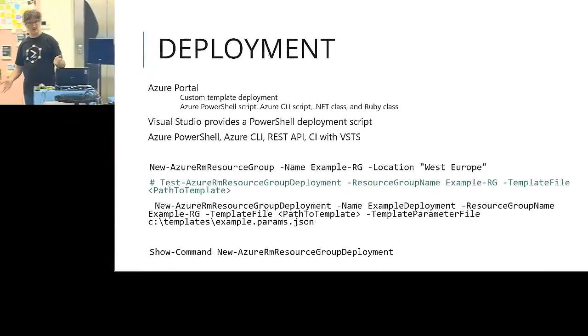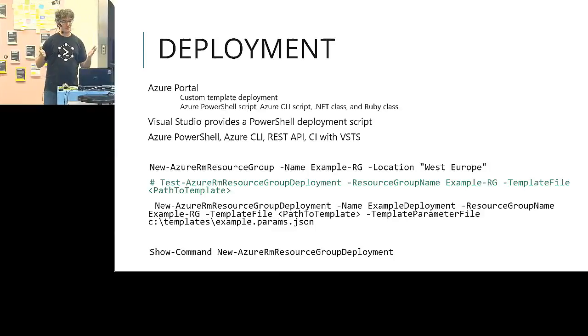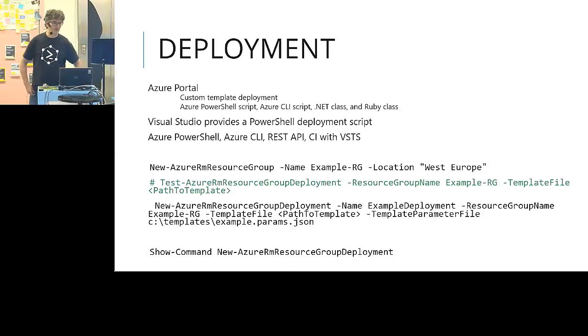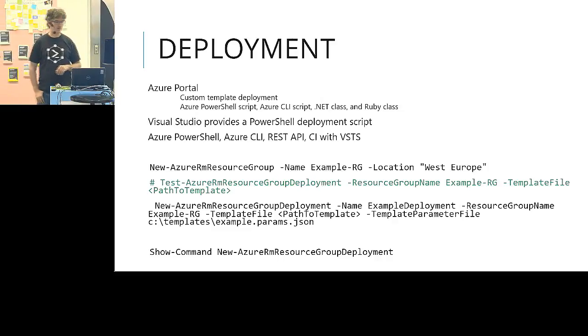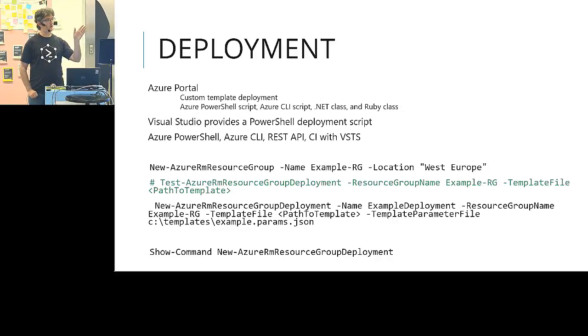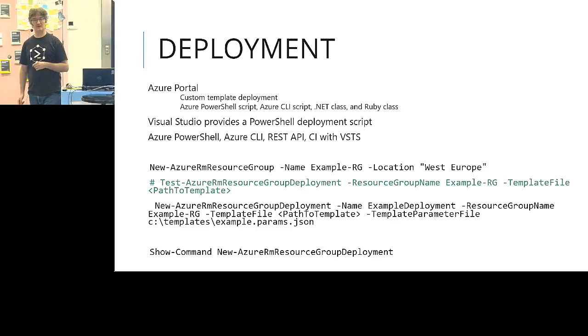So let's talk now a little bit about deployment. Up to now it was all authoring things, and I would like to talk a little bit about deployment. First, in Azure Portal, you can deploy, as you have seen, we have those options there for a custom template deployment. They also provide you Azure PowerShell and Azure CLI script for it, and .NET and Ruby classes for it, so you don't need to write that. If you work with Visual Studio, you will see that later.